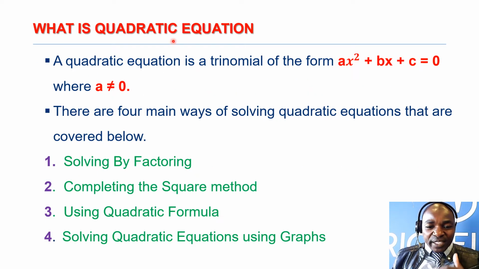Let's now look at the definition of quadratic equation. A quadratic equation is a trinomial of the form ax squared plus bx plus c is equal to 0, where a is not equal to 0.